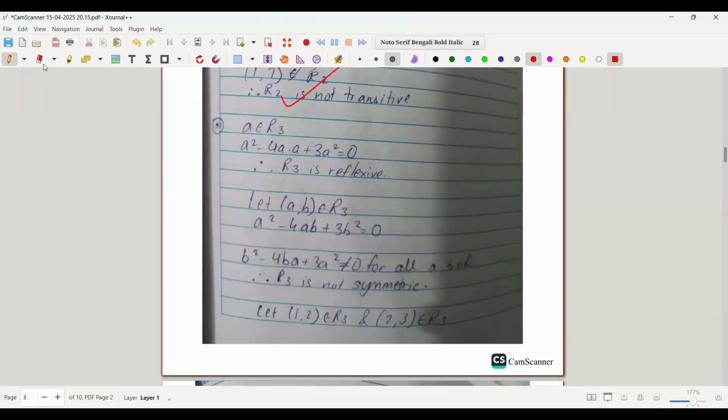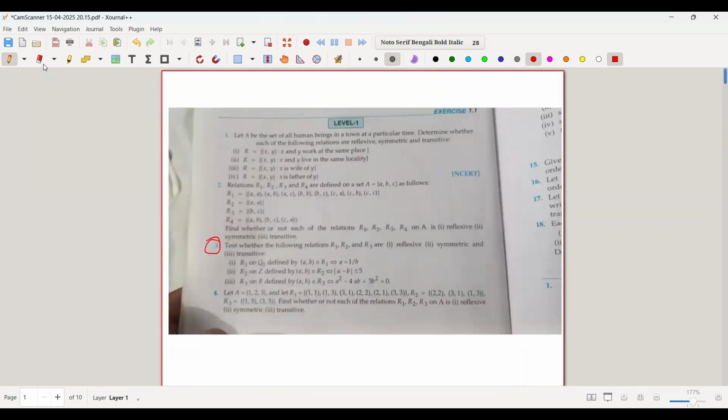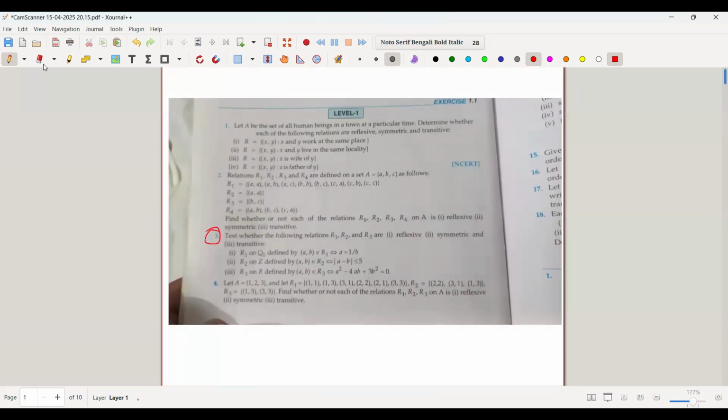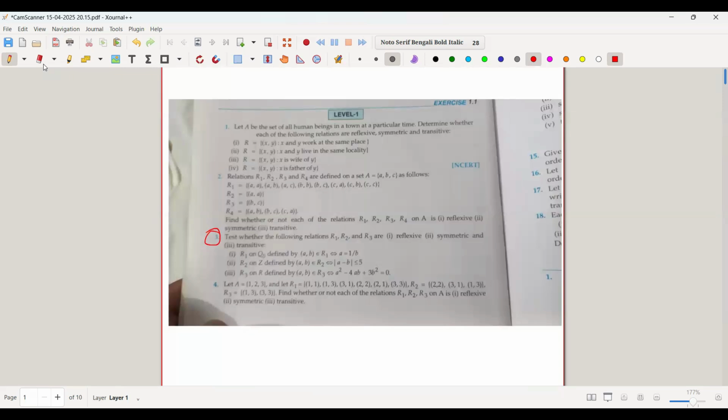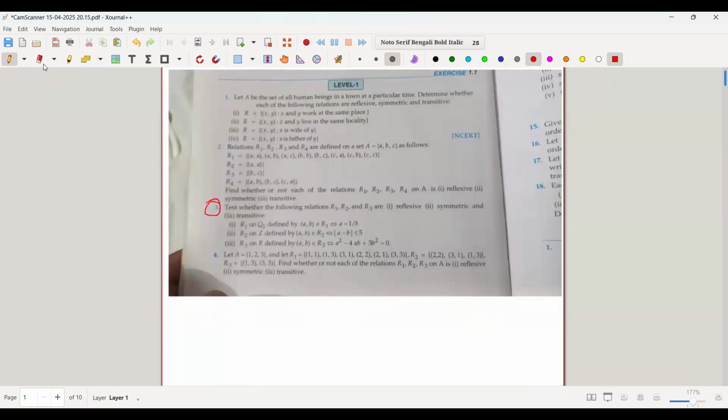Next, question number 3. R3 on R, the real numbers, is defined by (a, b) belongs to R3 if and only if a square minus 4ab plus 3b square equals 0.